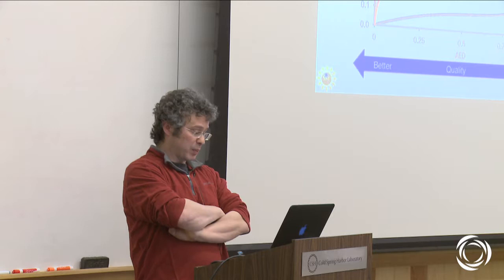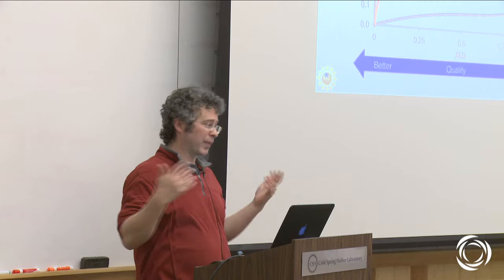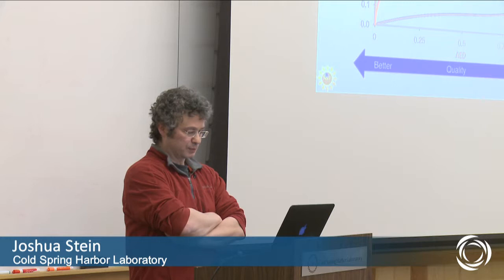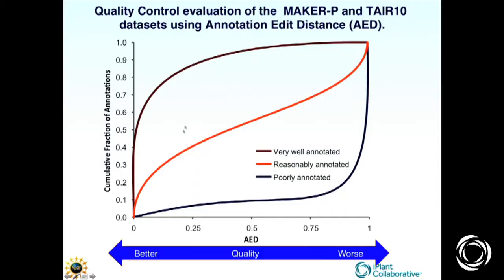And so at the end of the day, if you come out with 40,000 annotations, you have this metric that you can use to try to distinguish and filter your final set. And so this just shows a plot here. This brown line here represents a well annotated set of genes. In between is a reasonably well annotated, and then down here, poorly annotated.